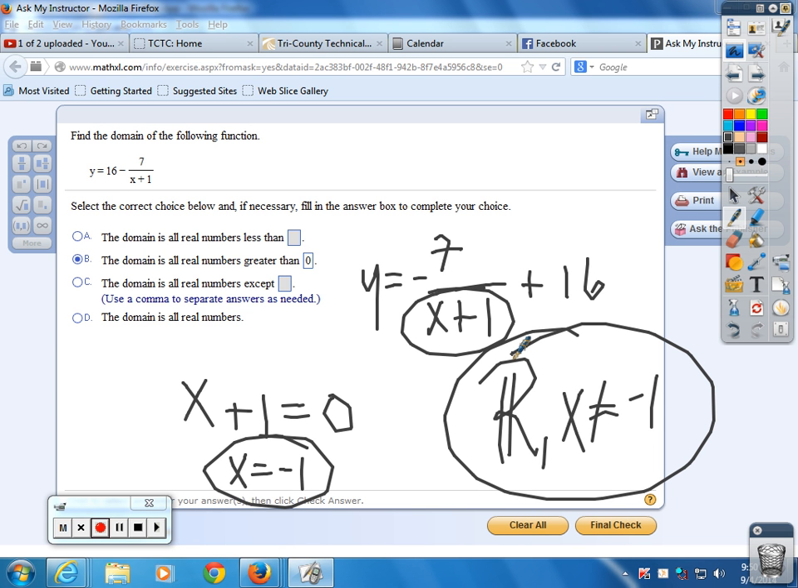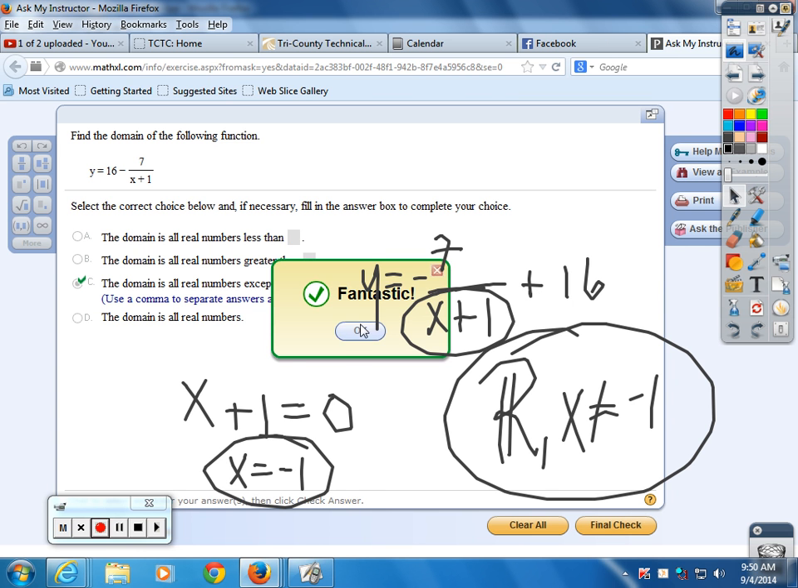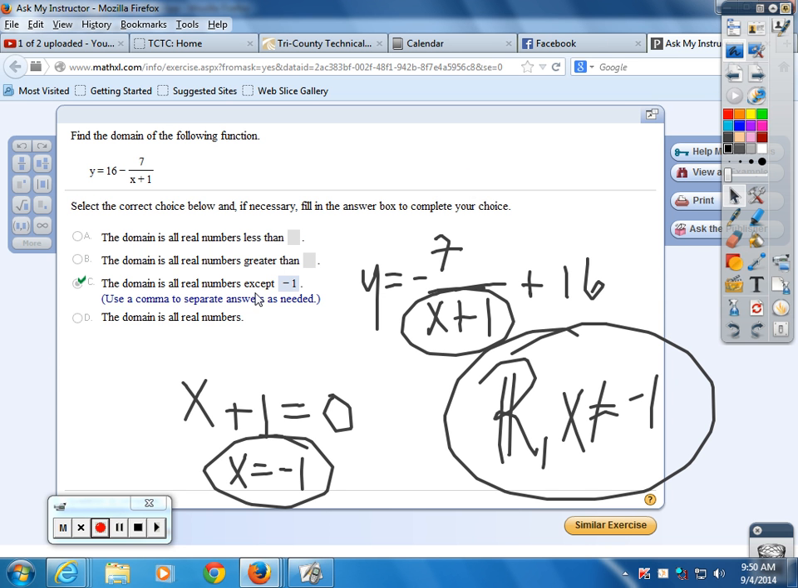All real numbers except x cannot equal negative 1. And you would put except x is equal to negative 1. I don't know what they want there, but I would assume they want x is equal to negative 1, or x is not equal to negative 1. That's why it says except. The domain is all real numbers except negative 1. And that's what that says right there. I'll take either answer. If you put this on a test, I'll take it, even if it marks it wrong. That's the answer right there.